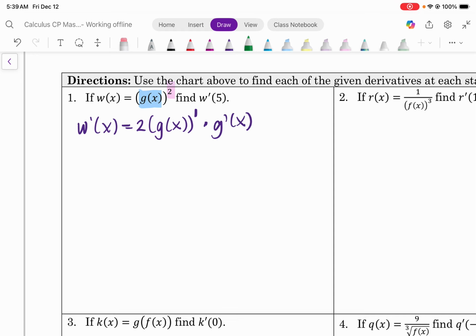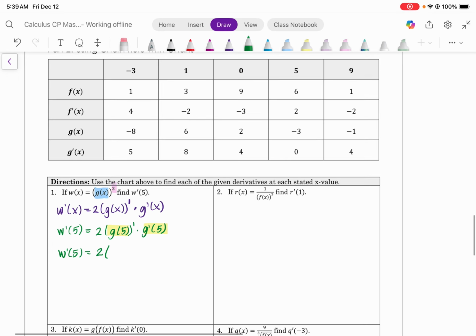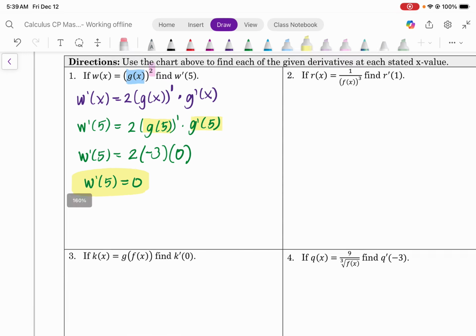From here, we can now make a substitution. So w prime of 5. So that would be 2 times g of 5 to the first power times g prime of 5. To get these values, you go to the table. So let's take a look. That would be 2 times g of 5 is -3, and g prime of 5 is 0. So in this particular example, I would end up with w prime of 5 is equal to 0. And that's your answer.